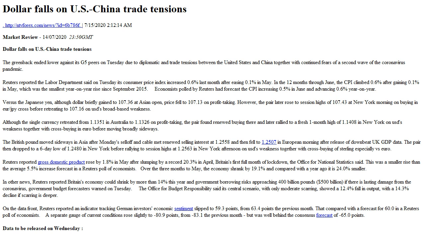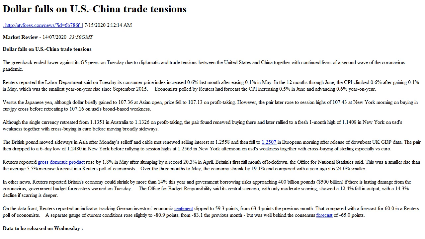smaller. In other news, Reuters reported Britain's economy could shrink by more than 14% this year, and government borrowing risks approaching £400 billion ($500 billion) if there is lasting damage from the coronavirus, government budget forecasters warned on Tuesday. The Office for Budget Responsibility said its central scenario, with only moderate scarring, showed a 12.4% fall in output, with a 14.3% decline if scarring is deeper.